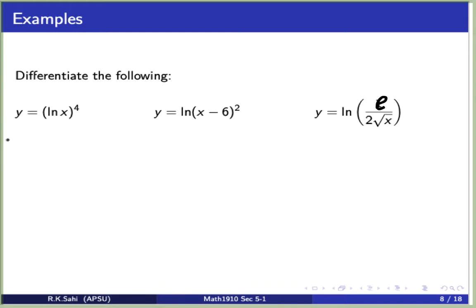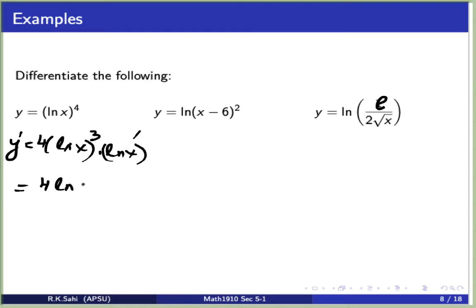So when you want to take the differential y prime, you're going to first apply the differential of the outside function, which is 4 times natural log of x to the power 3, and then you take the differential of the inside function, which is natural log of x. So your answer is 4 natural log of x, the whole expression cubed, times 1 over x. You can write it in a nicer looking form: 4 natural log of x cubed over x.